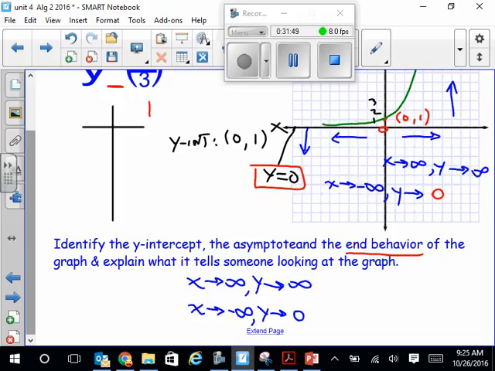The end behavior. Y approaches infinity. Then x approaches negative infinity. And then y approaches 0. Take a look at it, take a look at it.